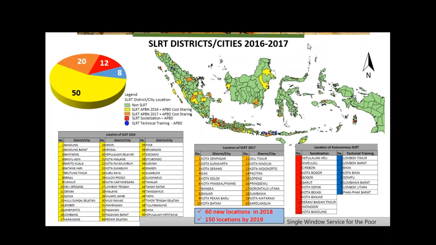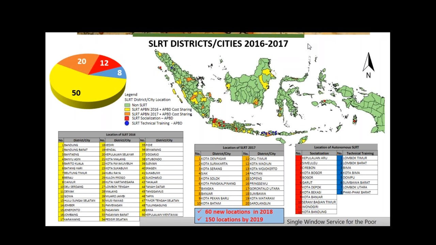If you see the yellow pie here, 50 locations, 50 districts in 2016, that's very much built based on the national budget as well as the local budget. So cost sharing between national and local budget. And the 21 started to build SLRT in 2017. That's also cost sharing between national budget and local budget.